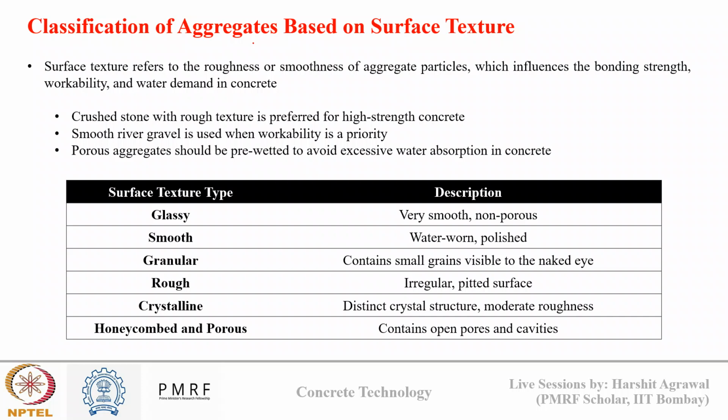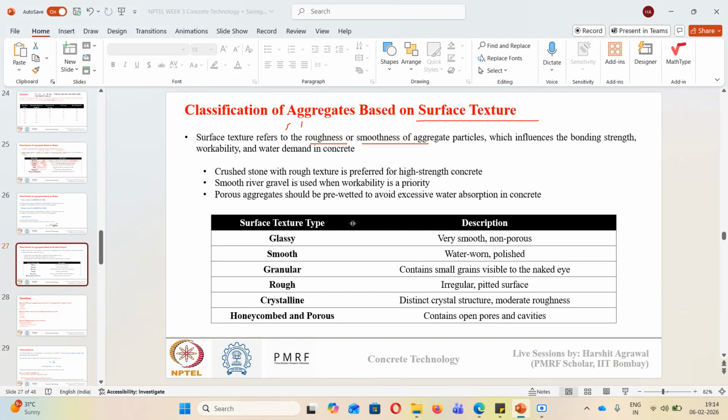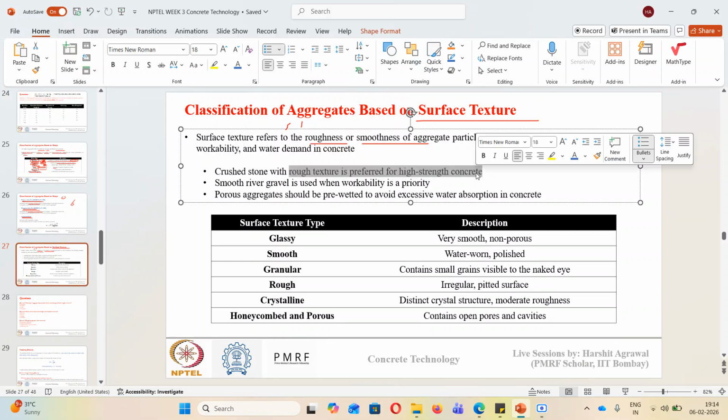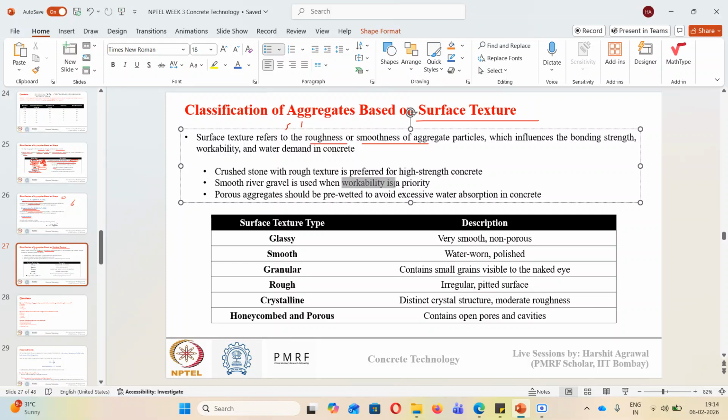Then finally, there is aggregate classification based on surface texture. So apart from shape and size, the texture of surface is also important, whether it is rough or smooth. Okay, rough aggregates and smooth aggregates, why are they different from each other? Because they can define the bonding nature of aggregate with cement paste. Okay, a rough textured aggregate is preferred for high strength concrete because they have good bonding nature. However, smooth aggregate is preferred for workability because it can easily let cement paste flow over its surface, which will improve the workability.